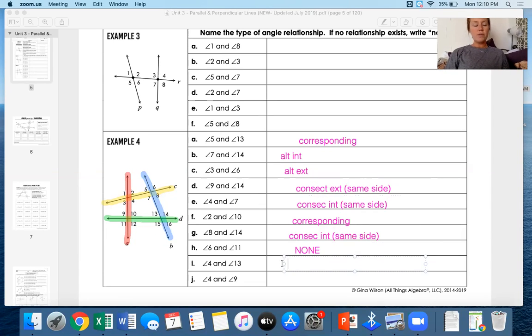Okay? So if we look at 4 and 13, are those on the same transversal? Do they touch any of the same colors? Nope, so it's none. I understand that the test won't be colored, but you can always color over your test just like this to help identify. So we have 4 and 9. 4 and 9, they're both on that red transversal. So what could we call these? 4 and 9.